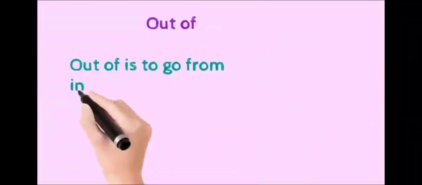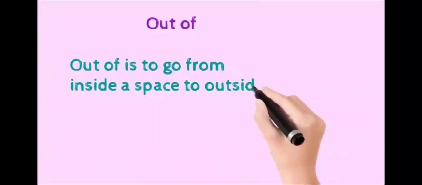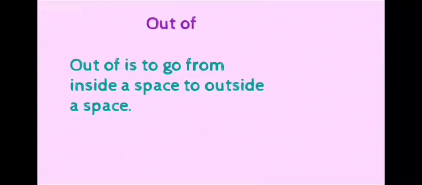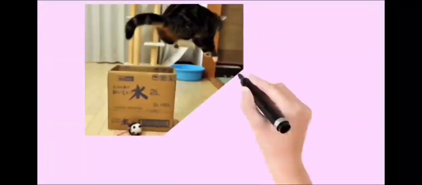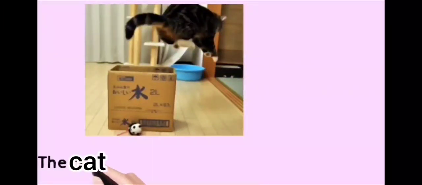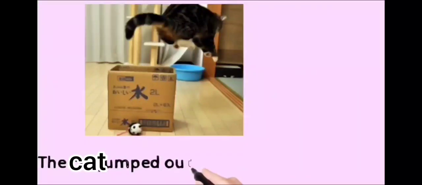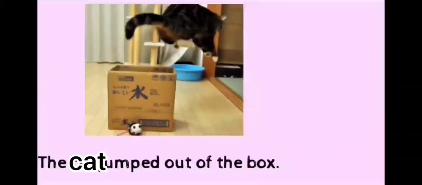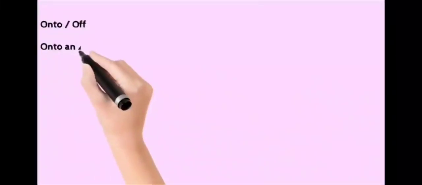They are jumping. Out of is to go from inside a space to outside a space. Again the movement is from an enclosed place to outside. The cat jumped out of the box. Here the cat has jumped out, the enclosed place being the box.